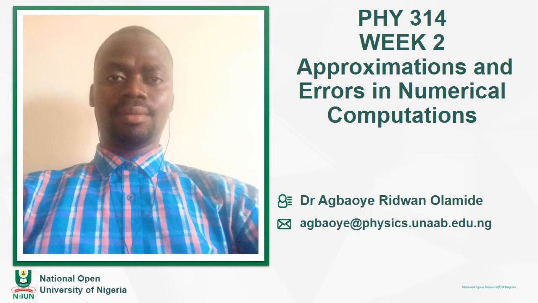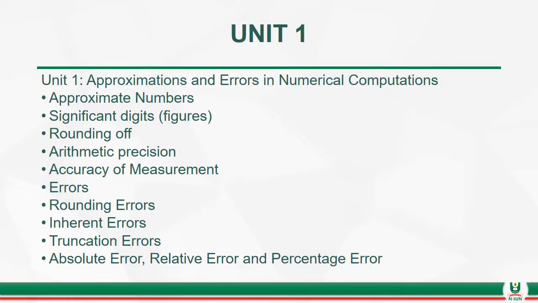Here we'll be talking about approximations and errors in numerical computation. That will take us through Unit 1 and Unit 2. In Unit 1, we'll start with approximate numbers, significant digits, rounding off, arithmetic precision, accuracy of measurement, errors, rounding errors, inherent errors, truncation errors, absolute errors, relative errors, and percentage error.